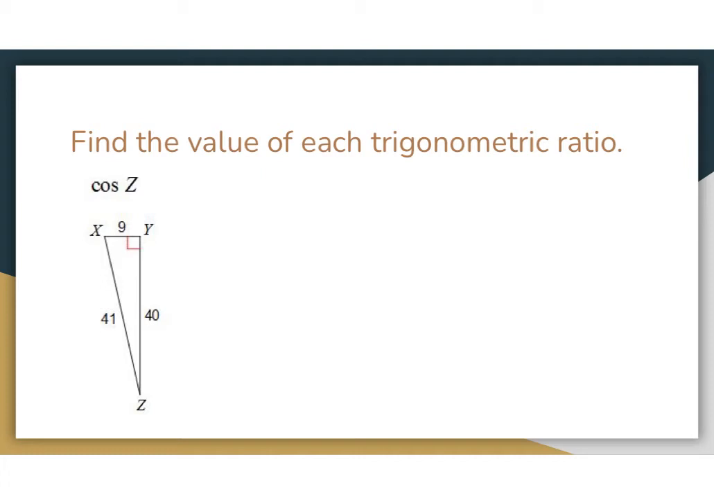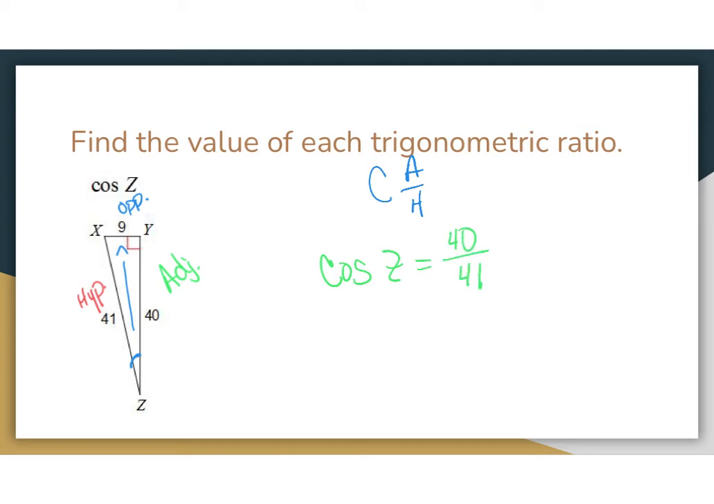For cosine, we would do the same thing. However, now we're talking about C-A over H, or adjacent over hypotenuse. That is the middle part of SOHCAHTOA. We are talking about angle Z. So that means my opposite side would be 9. My hypotenuse would be 41, because that is the bigger number and the side opposite of the right angle. And my adjacent side is left. So I'm going to fill in my information. Cosine of Z is going to equal adjacent, which is 40, over hypotenuse, which is 41. This fraction cannot be reduced further, so this would be my answer.